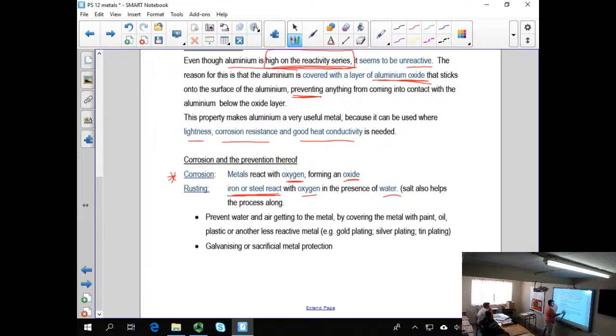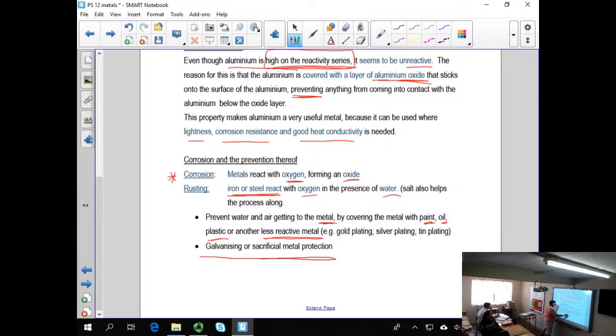So we can prevent water and air getting to the metal by covering the metal with paint, a layer of oil or grease or wax or plastic or any other less reactive metal. For example, I can take a piece of steel and I can plate it with gold. Will the steel rust? No, because the oxygen can't get to it. The gold layer prevents it. It seals off the steel.